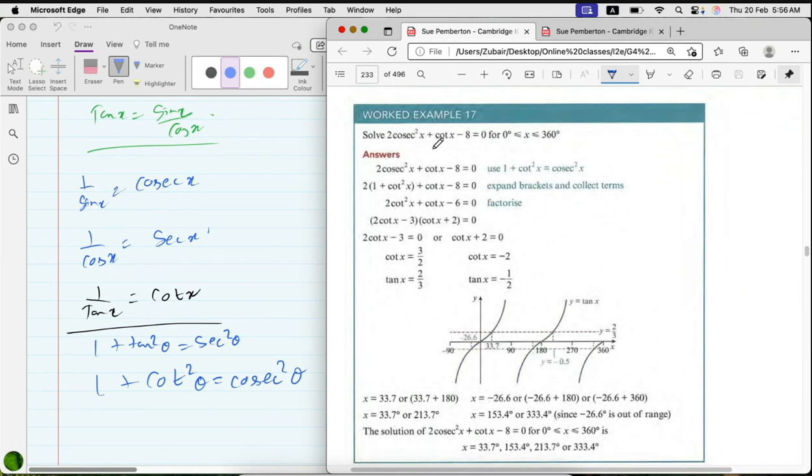2 cosecant squared x plus cot started working, changed cosecant with cot. Once this all is in form of cot, that quadratic equation would be just factorized, and then at the end, cot is being replaced with tan, taking the reciprocal on both sides, and there we go. Same basic angle and the angle stuff.